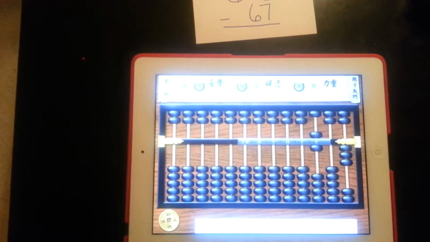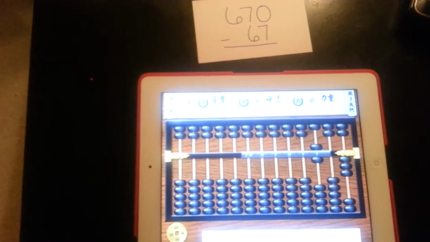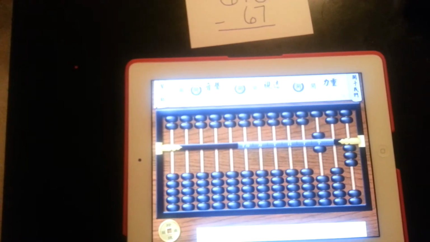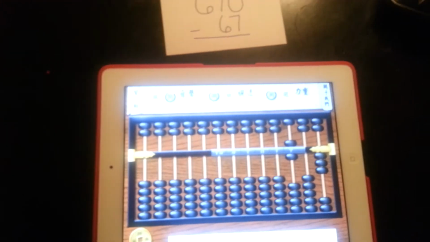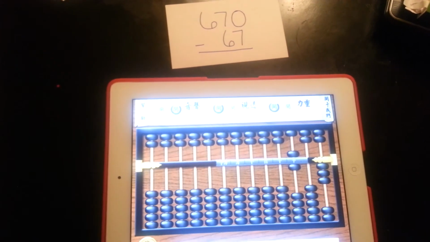Therefore, we now have our product of our original problem, 67 times 9 equals 603. And this is how you use the abacus to solve for trick 17, how to multiply by 9.